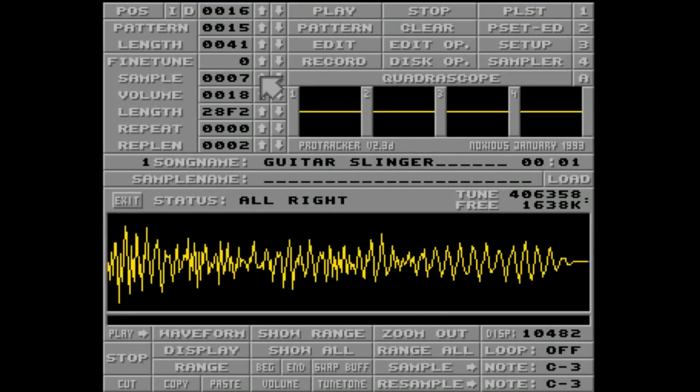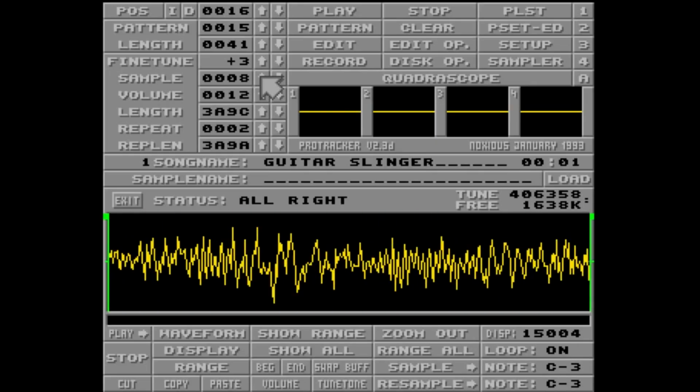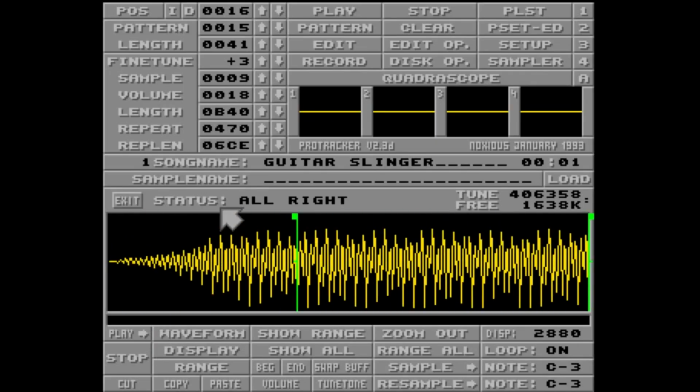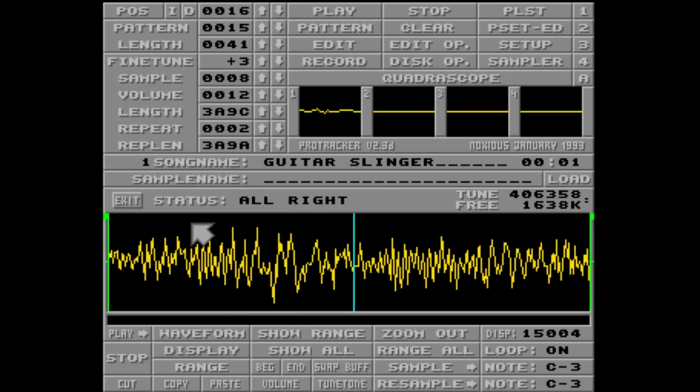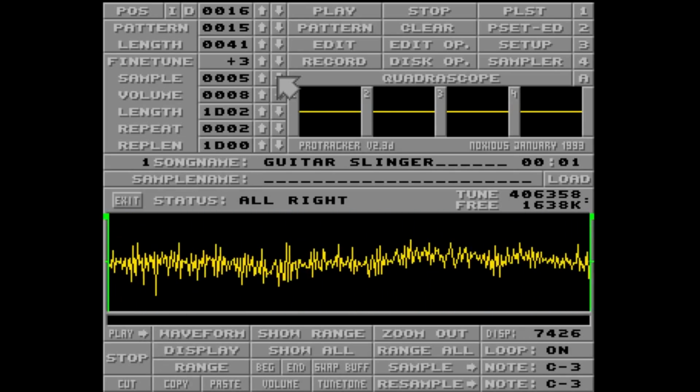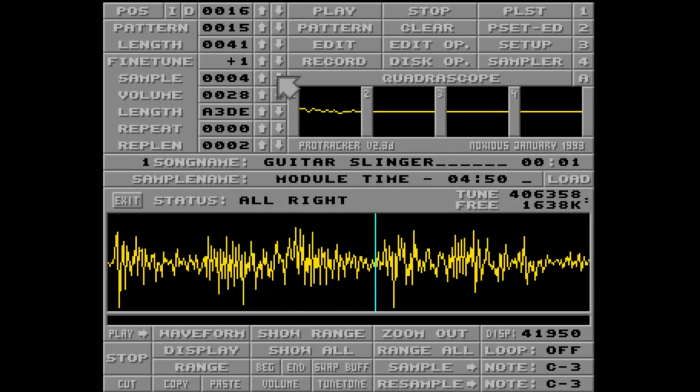In a ProTracker module, music is constructed from samples. A sample can be a drum, a note, several notes together, or even a longer phrase. By changing the playback rate, you can obtain different pitches, but this will also affect the overall speed of the sample.